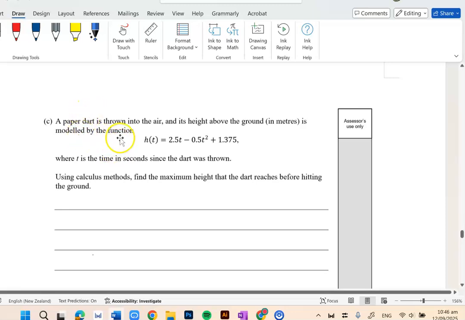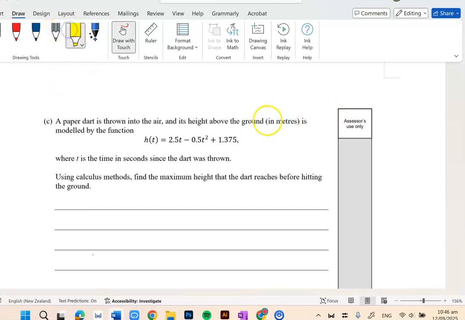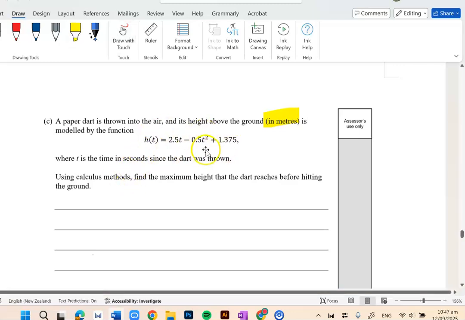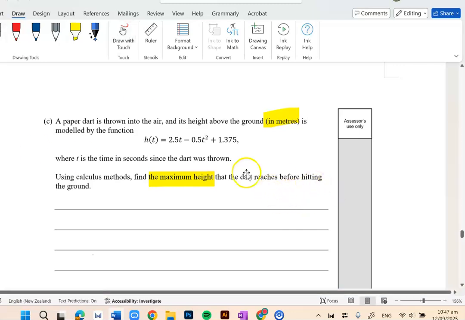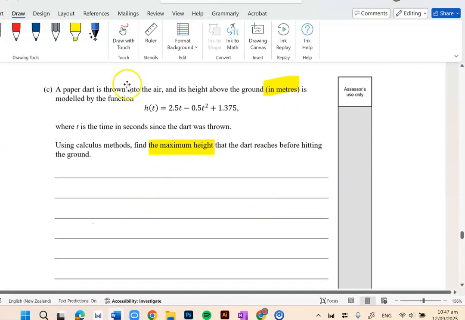A paper dart is thrown into the air and its height above the ground in meters is modeled by, I'm just going to highlight that. It's modeled by the function this, where t is the time in seconds since the dart was thrown. Use calculus methods to find the maximum height that the dart reaches before hitting the ground.